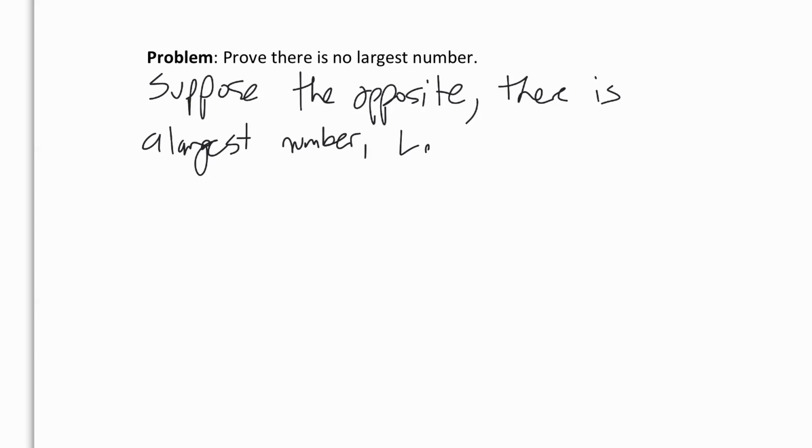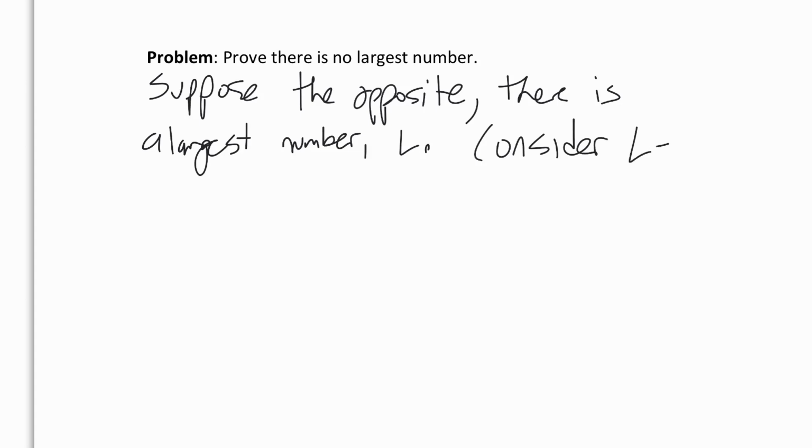Well, this is the beginning of our proof. We suppose the opposite of what we're trying to prove. So we suppose that there is a largest number, L. And then what you do is you try to produce a contradiction, something absurd. Somehow this supposition, this assumption must lead to just a ridiculous claim, which means that what you suppose must be wrong and the alternative must be the truth.